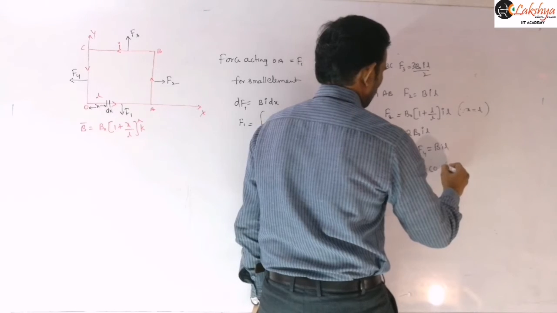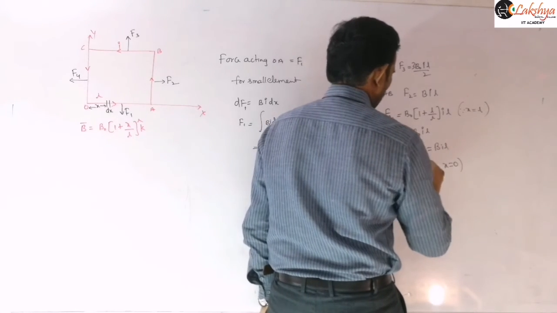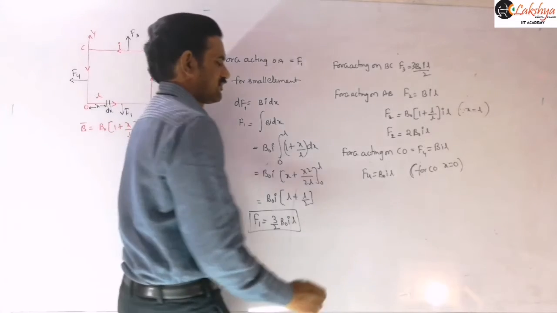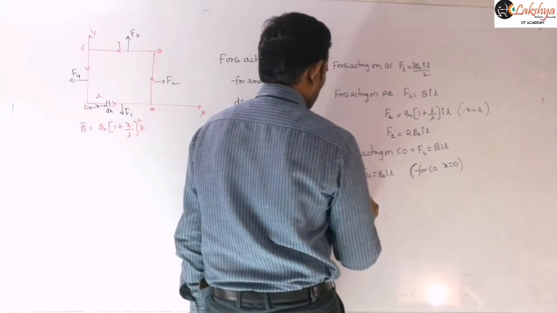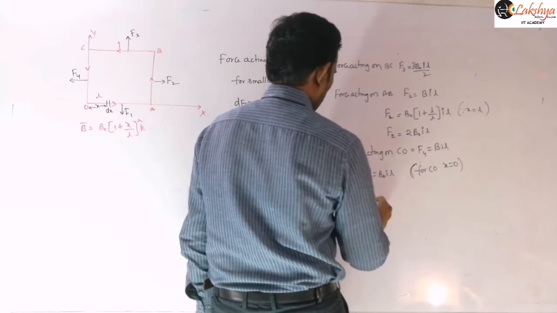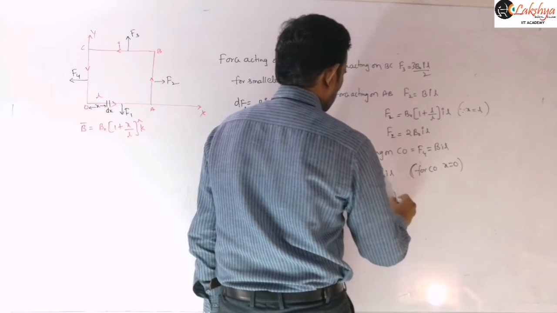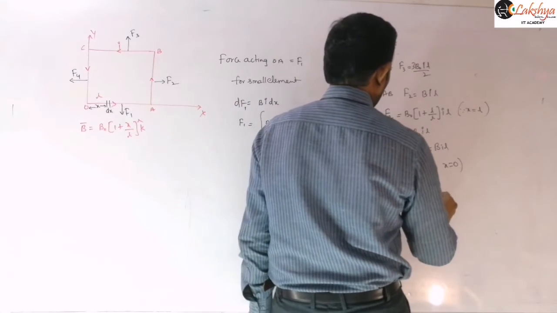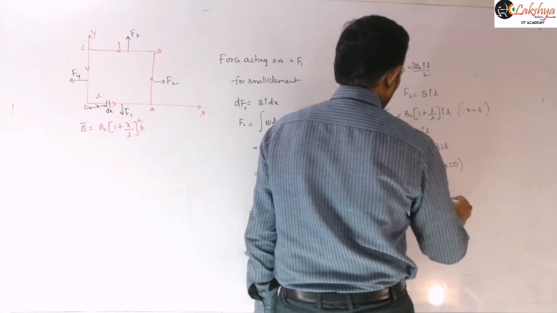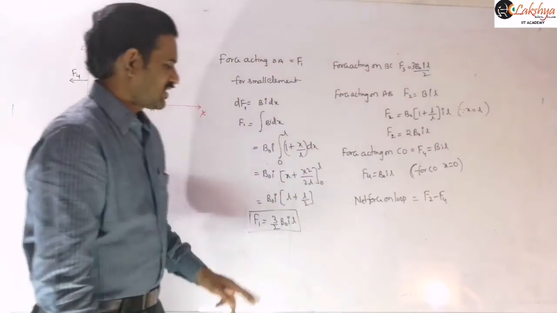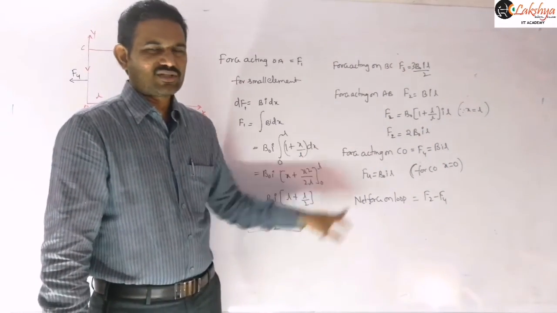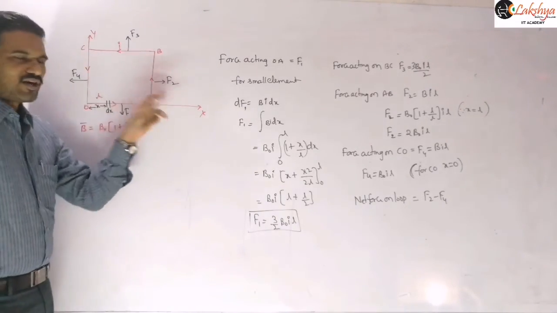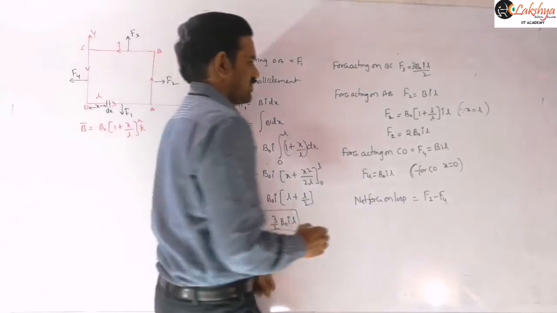For CO, x is equal to 0. That means the magnetic field will be this value. And therefore the net force on the loop, the square loop, we can write as F2 minus F4. Because clearly these two are equal and opposite, they cancel with each other. The force acting on these two wires will cancel with each other, and force acting on only these two wires will remain.